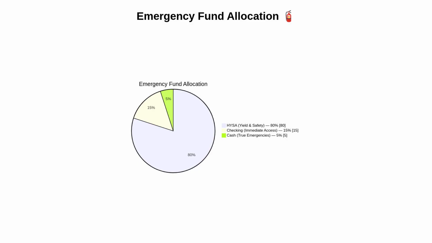Additionally, this pie chart illustrates a practical way to split your emergency fund. The example suggests placing 80% in a high-yield savings account to earn a higher rate while keeping funds relatively accessible. It also allocates 15% to a checking account for immediate, same-day access and 5% as physical cash for rare but urgent scenarios like system outages or disasters. Your exact percentages may differ, but this structure balances yield with layers of accessibility.